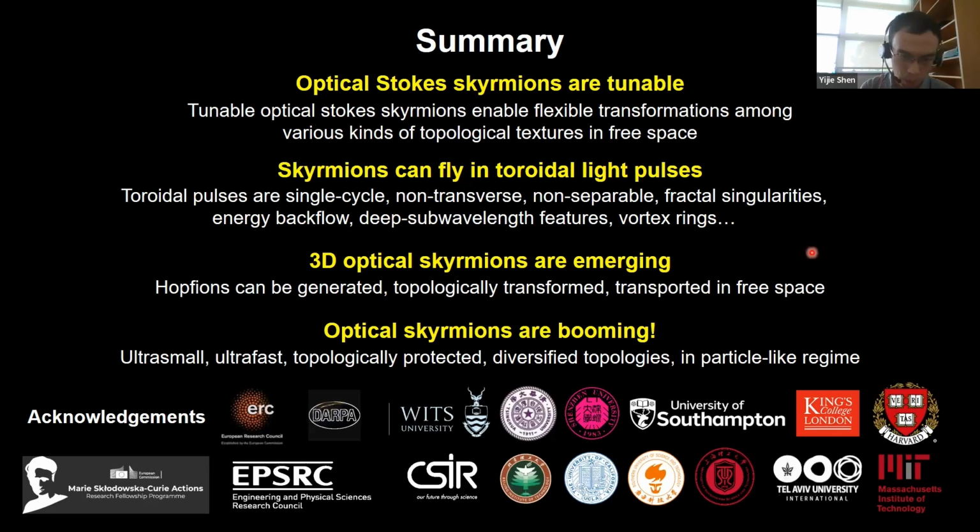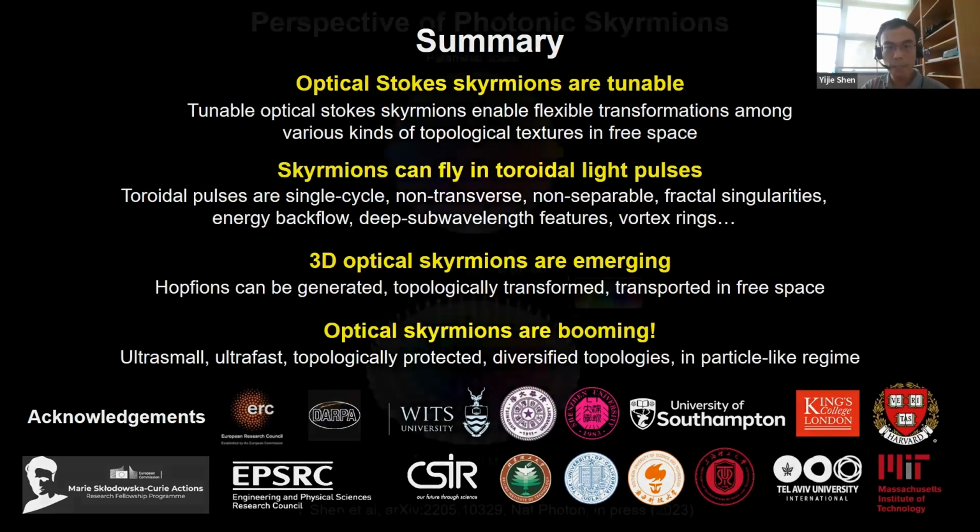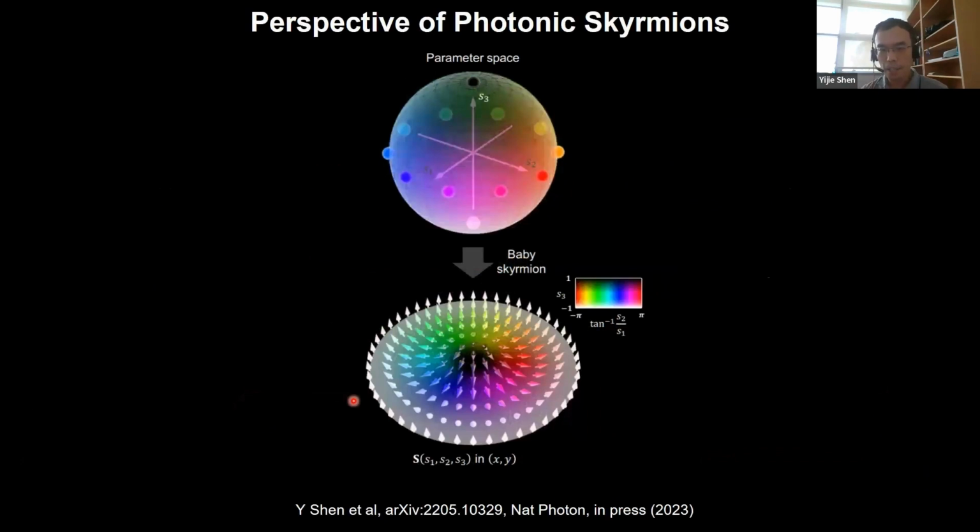And finally, I would like to say optical skyrmion is a very promising concept. And the community is booming because it carries the idea of controlling diversified topological order and topological stability in the ultra small, ultra fast region, and these will surely revolutionize our optical technology for advanced photonics. And as a final slide, let me do a perspective on this future.